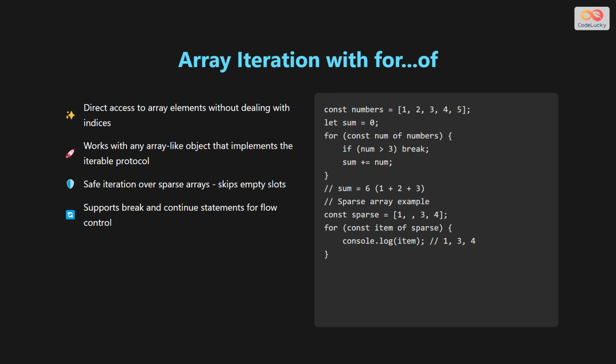For example, if we have an array of numbers 1, 2, 3, 4, and 5, we can iterate through the array using for...of. Inside the loop, we can check if number is greater than 3. If it is, we can break out of the loop, thus preventing the addition of any further numbers. Another example with a sparse array. When we iterate through it, it will skip the empty slots and log 1, 3, and 4.